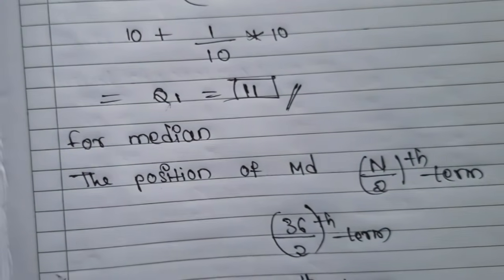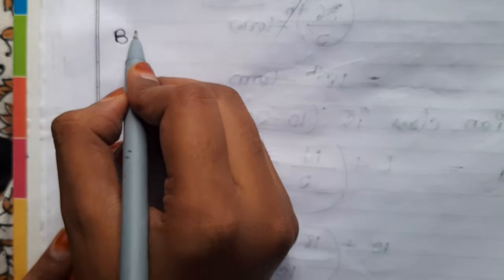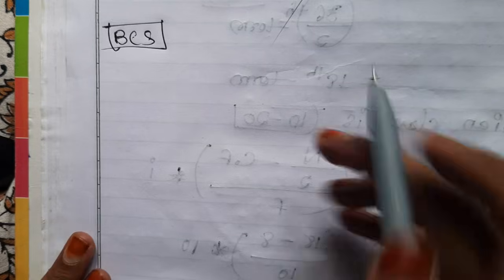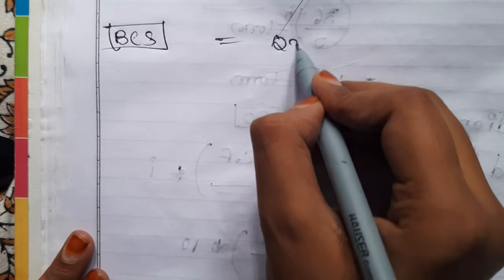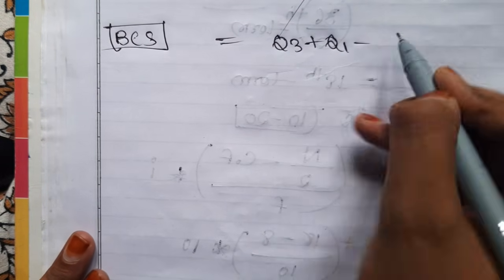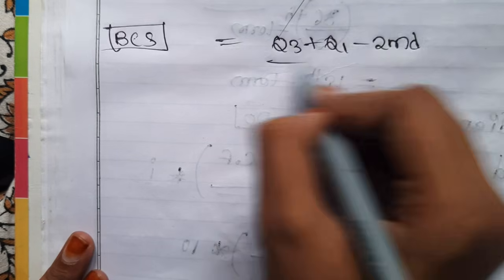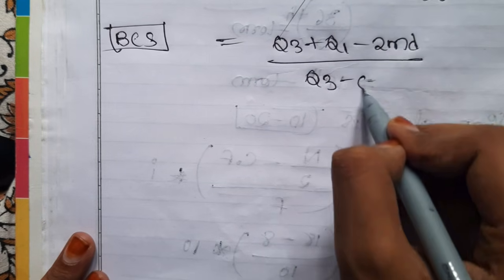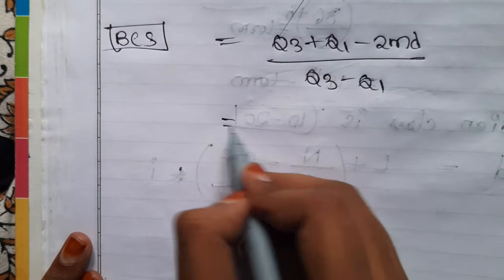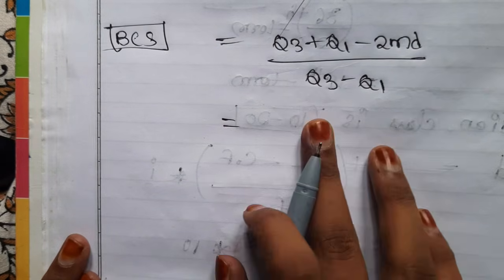Okay, we got Q1, we got median, and we got Q3. Yes or no? So now let us substitute all the values into the formula. Let us just calculate Bowley's coefficient of skewness. I'm writing in short form, but you have to write it fully. Okay, what is the formula? Formula is Q3 plus Q1 minus 2MD by Q3 minus Q1. We will be substituting all the values into this formula.